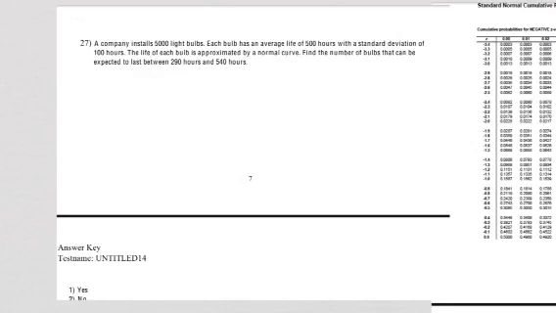A company installs 5,000 light bulbs. Each bulb has an average life of 500 hours, so we all now know, I hope, that as soon as they say the word average, that means expected value. So the expected value is 500, with a standard deviation of 100 hours. The life of each bulb is approximated by a normal curve. Find the number of bulbs that can be expected to last between 290 and 540 hours.